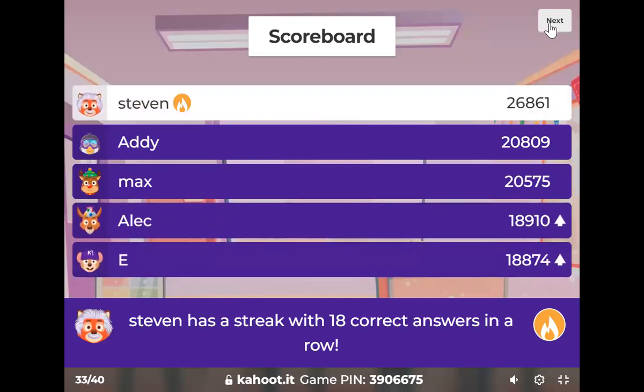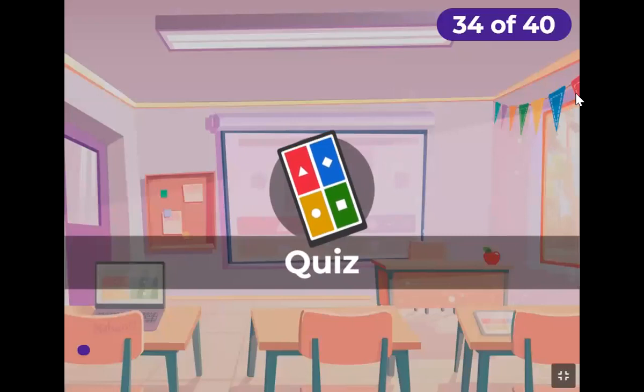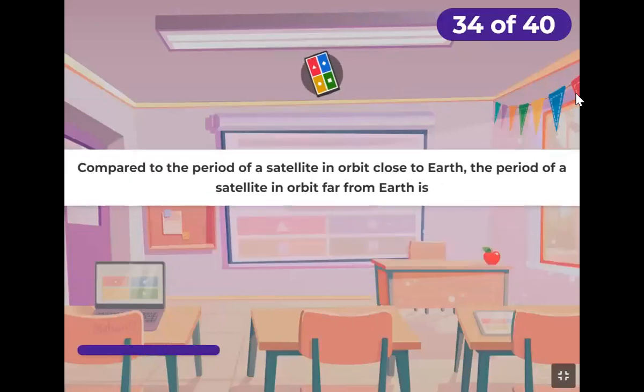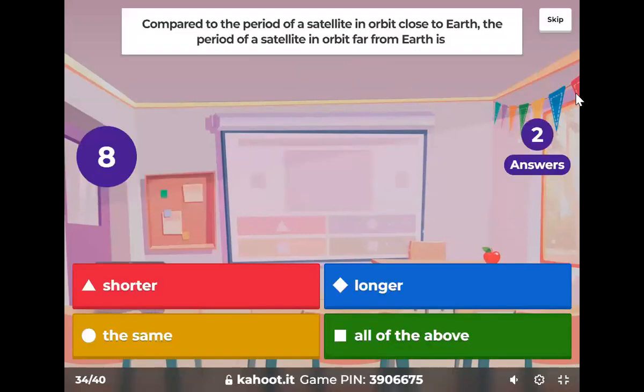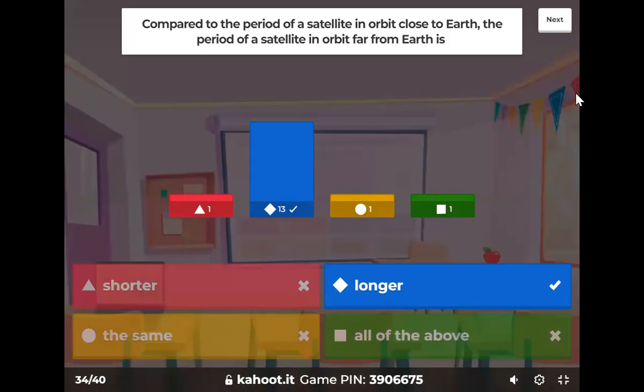Got E, Alec, Max, Addie, Steven. Compared to the period of a satellite in orbit close to Earth, the period of a satellite in orbit far from Earth would be longer. So think about low Earth orbit versus geosynchronous versus the moon. The further out it's going, not only does it have a longer path to go, a bigger circumference, but it's also going slower. So definitely it takes more time.